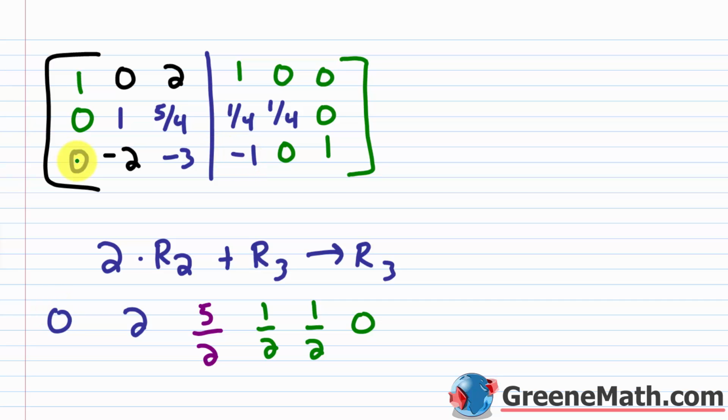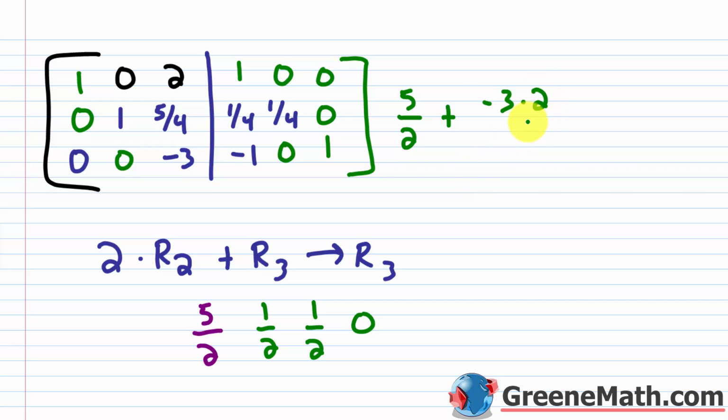0 plus 0, obviously that's not going to change. 2 plus negative 2 is going to give me 0. This one, and this one is going to be a little bit of work. So let's do those off to the side. So we have 5/2 plus a negative 3. So I need a common denominator.